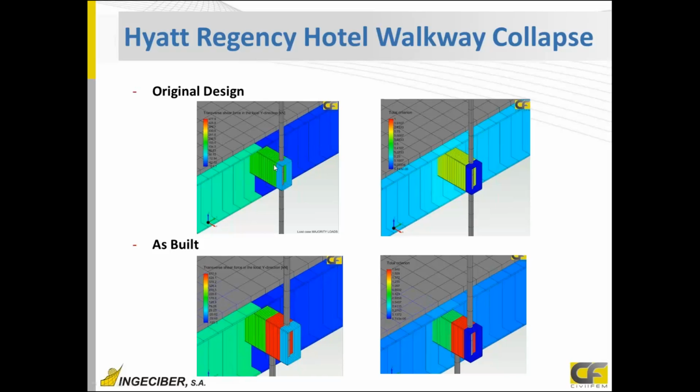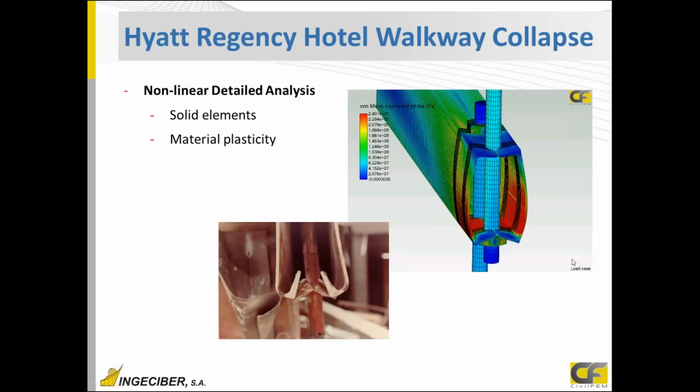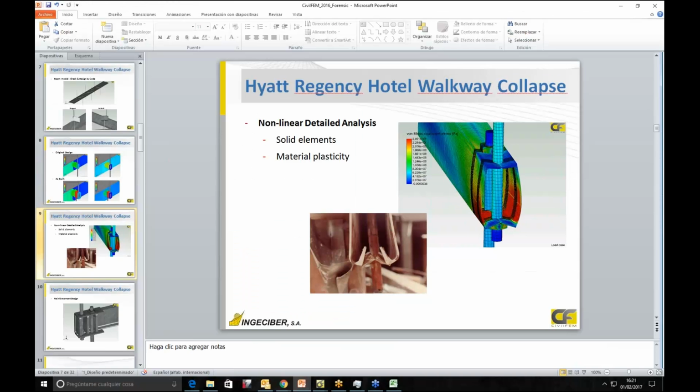We have the original design, just the load here, 213, total criterion less than 1, about 0.7, and here 1.6. We can see how the load here is increased, and the same with the checking verification. And then the next step is doing a detailed model. This nonlinear detailed analysis will be performed with solid elements and material plasticity, yielding for steel.